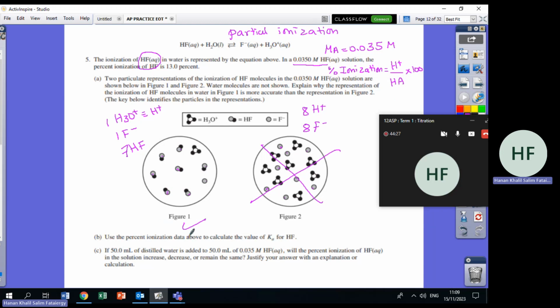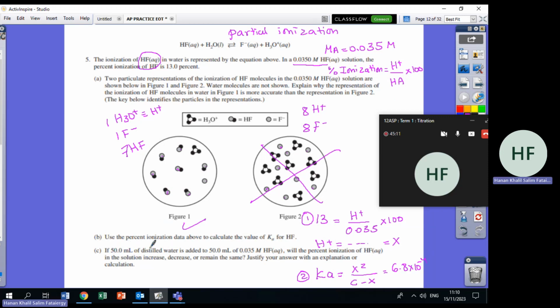Now use the percent ionization data to calculate the value of Ka for HF. This one needs a two-step calculation. First step, I will use this to find H+. Percent ionization is 13%, equal to H+ over the concentration 0.035 times 100. I will find H+. Second step, Ka equals x squared over C minus x, where x is H+. Solve and find the answer. The answer will be 6.8 times 10 to the minus 4.